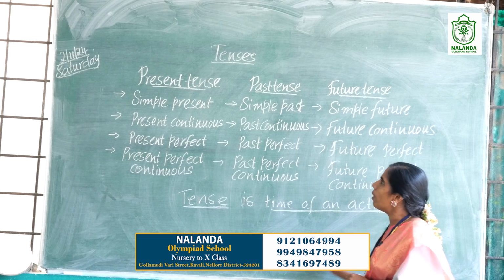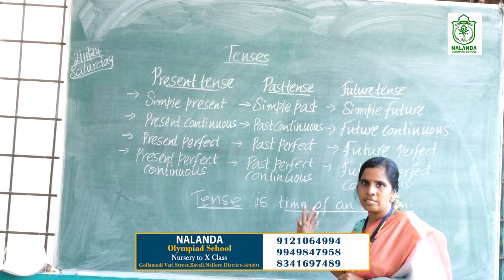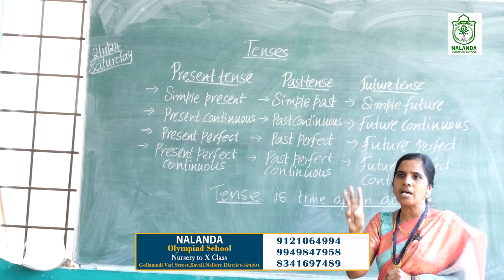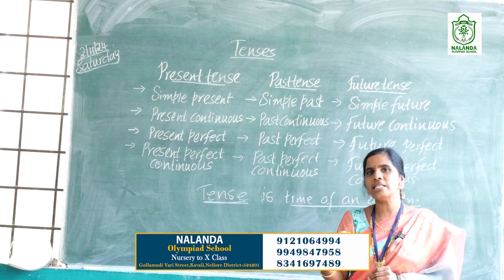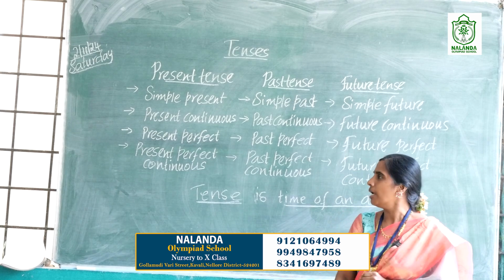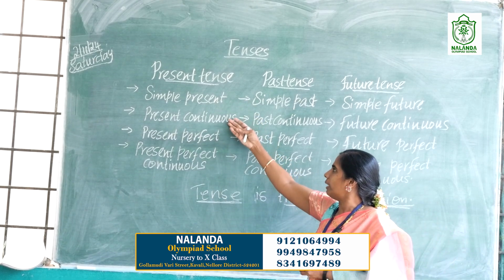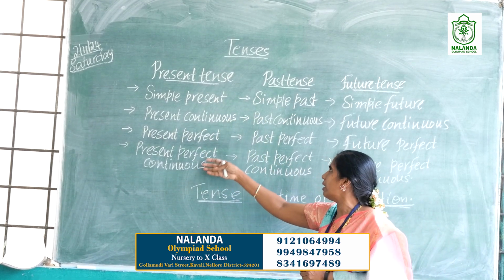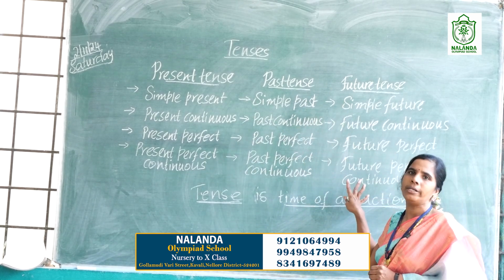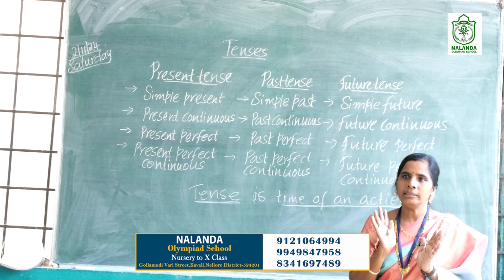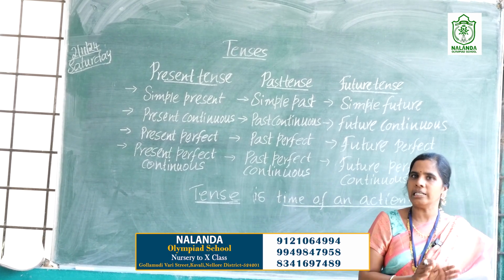So overall we have 12 tenses. First, three main tenses are present, past, future, and each tense is divided into four subdivisions, that is simple, continuous, perfect, perfect continuous, the same in past and future. So overall we are going to learn about 12 tenses. So far, is it clear, children?